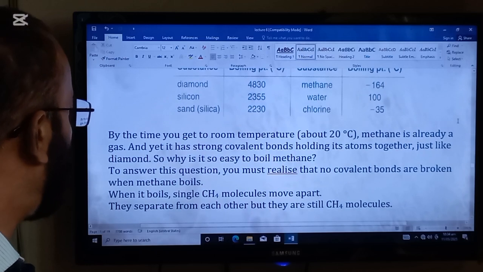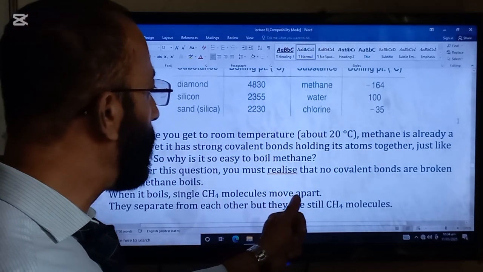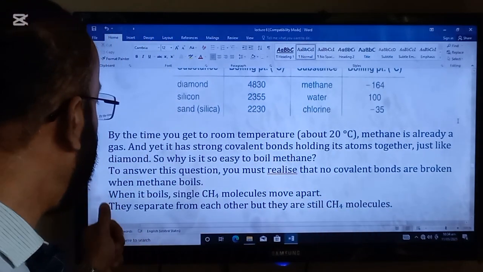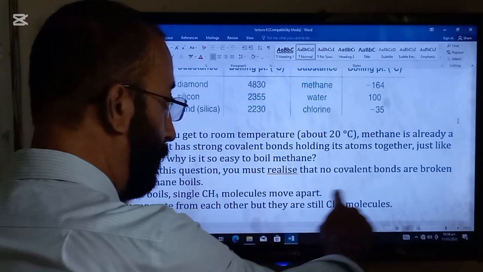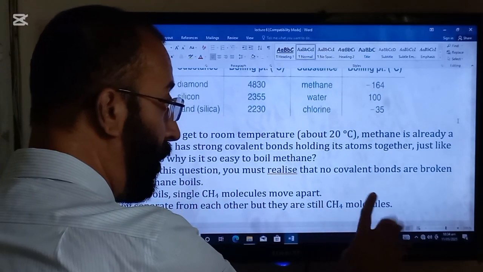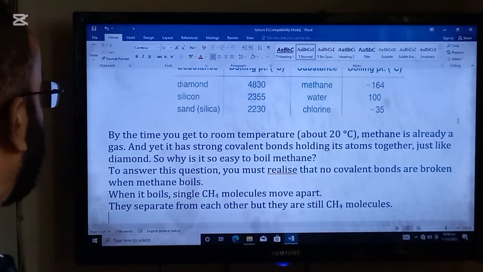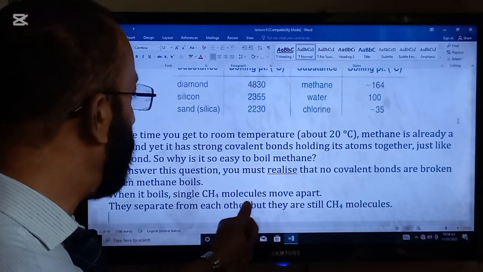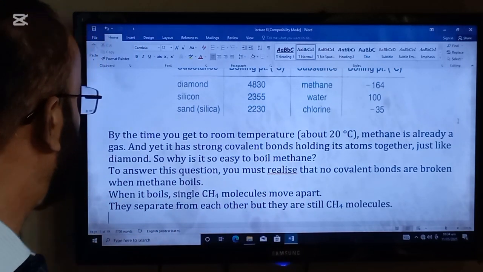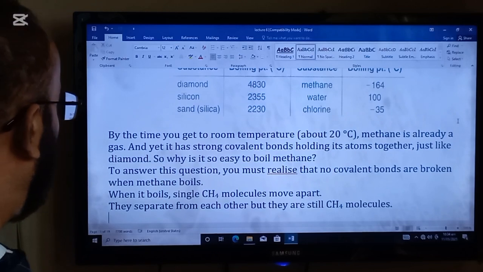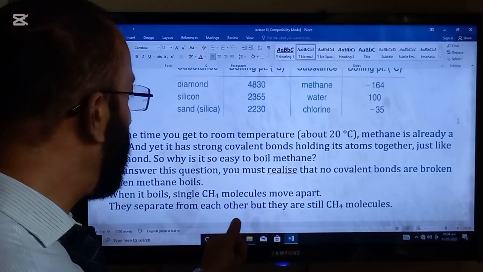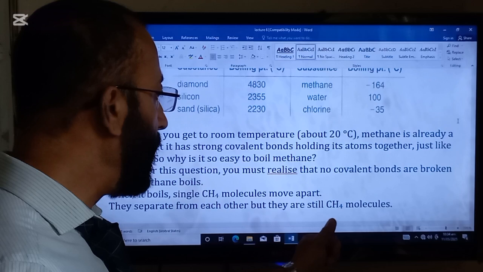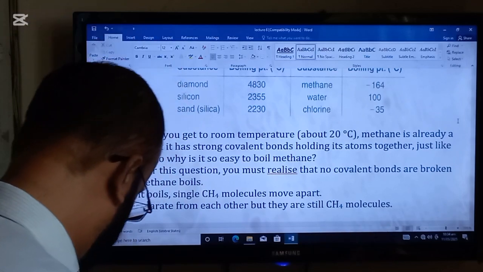To answer this question, you must realize that no covalent bonds are broken when methane boils. Very important point. No covalent bonds are broken. When it boils, single CH4 molecules move apart. They separate from each other, but they are still CH4 molecules.